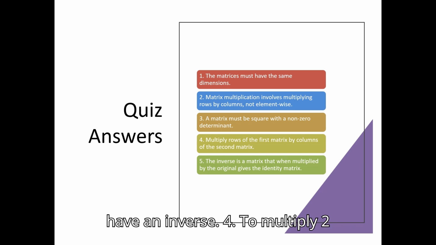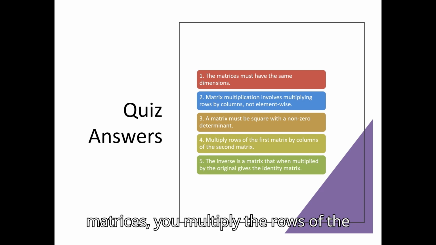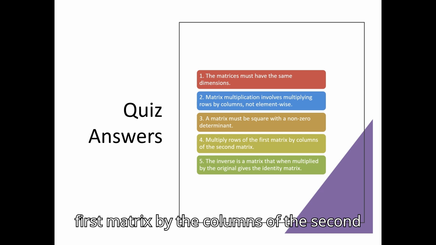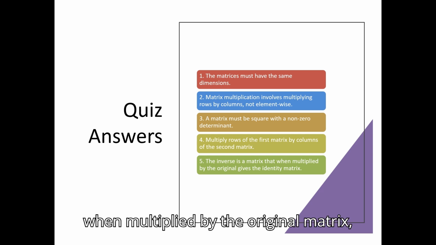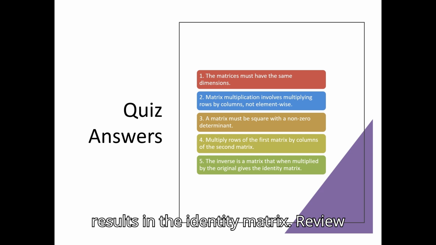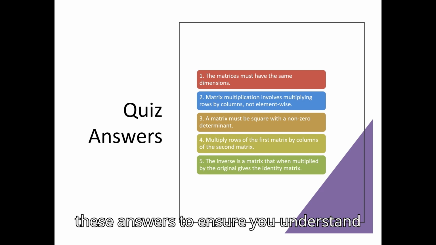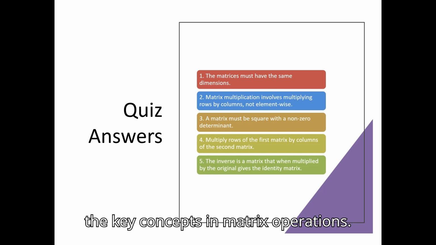4. To multiply two matrices, you multiply the rows of the first matrix by the columns of the second matrix and sum the results. 5. The inverse of a matrix is a matrix that, when multiplied by the original matrix, results in the identity matrix. Review these answers to ensure you understand the key concepts in matrix operations.